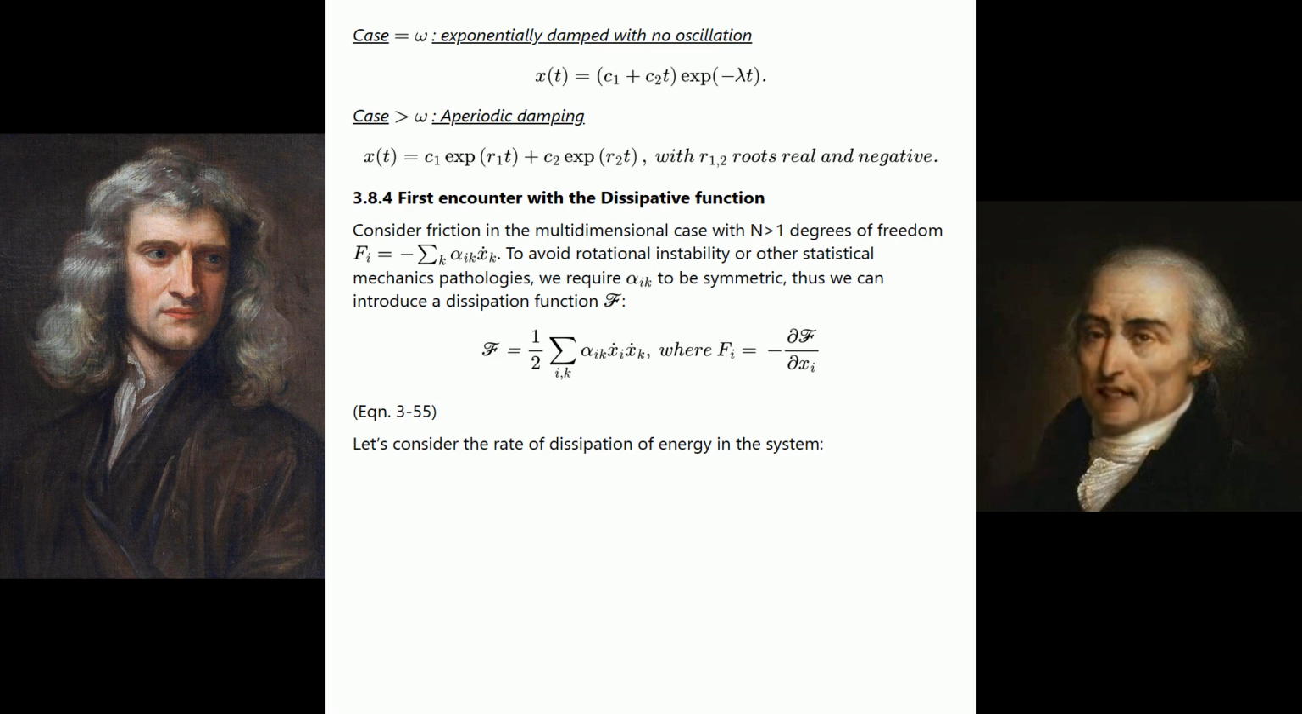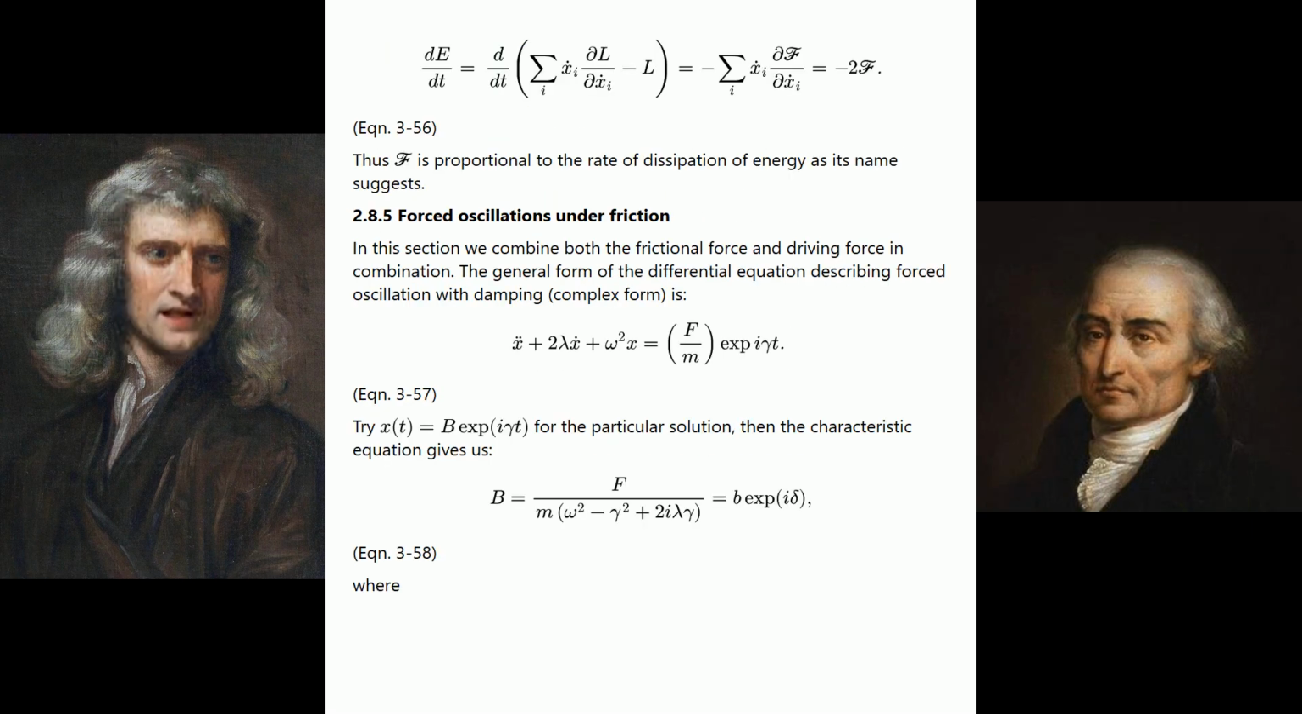See equation 3-55. Let's consider the rate of dissipation of energy in the system. See equation 3-56. Thus script F is proportional to the rate of dissipation of energy, as its name suggests.